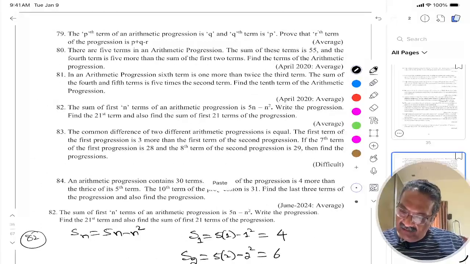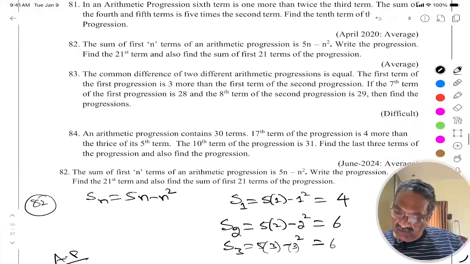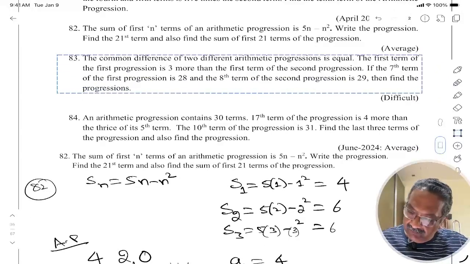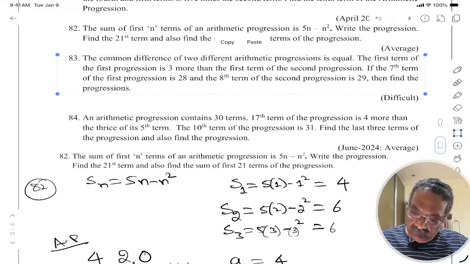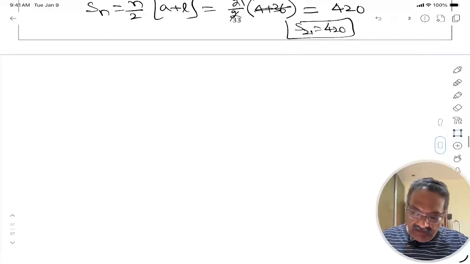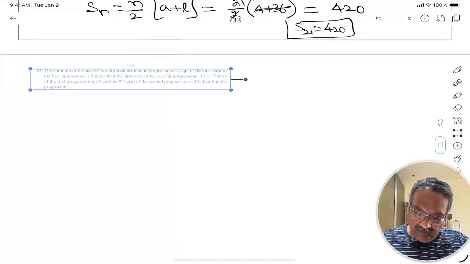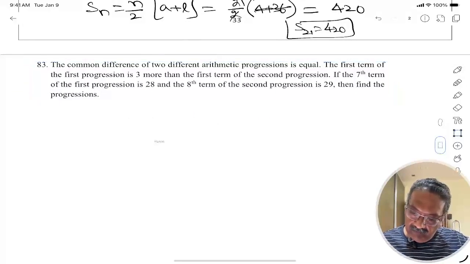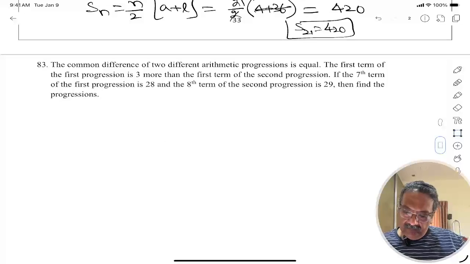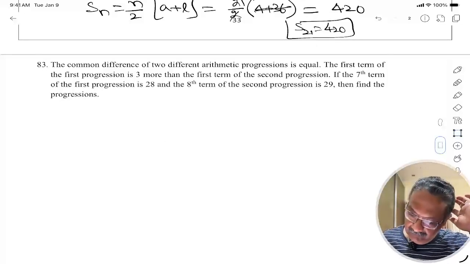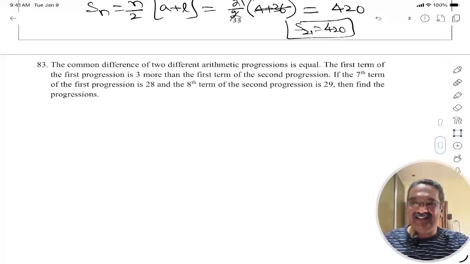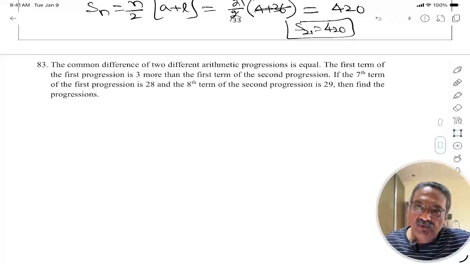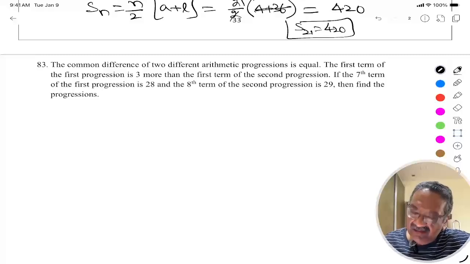Next question is 83rd question. What is 83rd question? Okay, I will take this outside. 83rd question. Okay, this is a nice English. Okay, the common difference of two arithmetic progression is same.